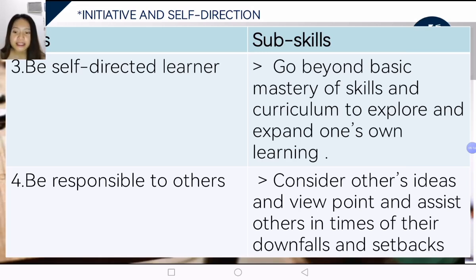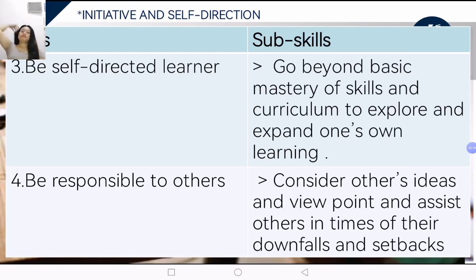So the next sub skill is to be responsible to others. A sense of accountability. So consider others' ideas and viewpoints and assist others in times of their downfalls and setbacks. So even if it is not our fault, helping others should not be a burden.